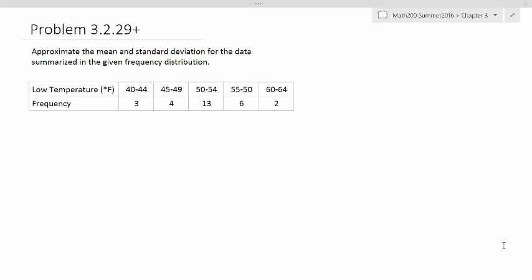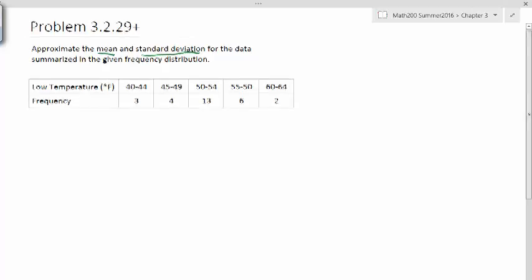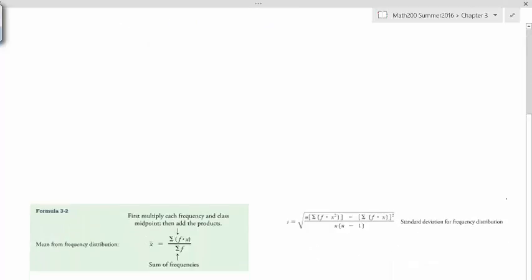This is a problem from section 3-2, and in this problem they're asking us to find the mean and the standard deviation of a data set that has been arranged in a frequency table. So we have our frequency distribution here. We're looking for the mean and standard deviation. There are formulas associated with this. Let me just scoot down here to show you.